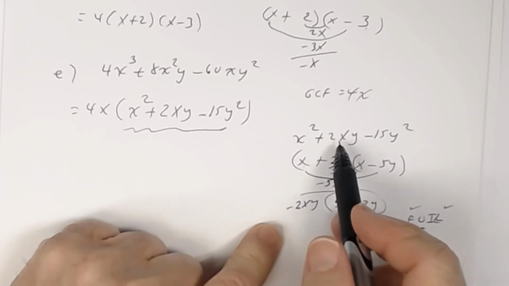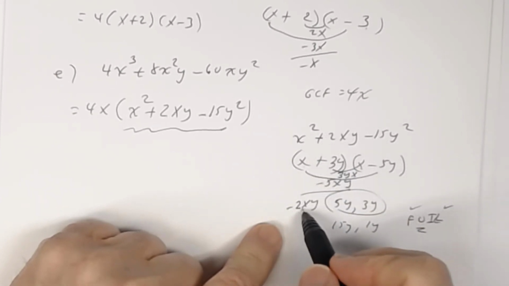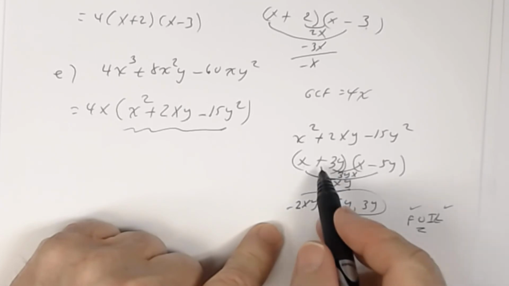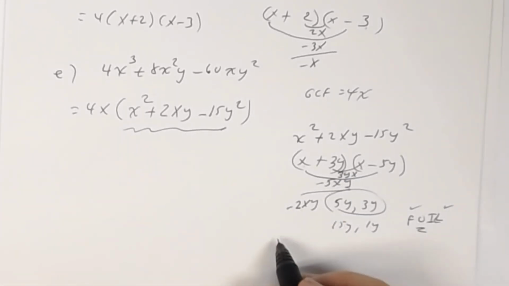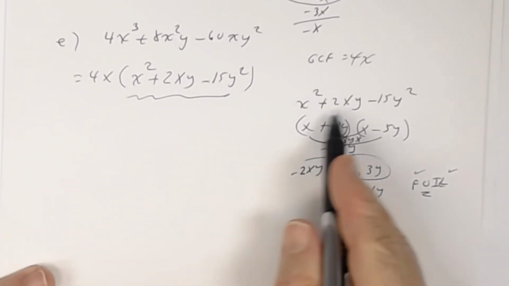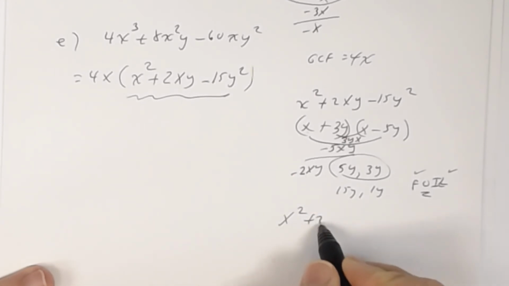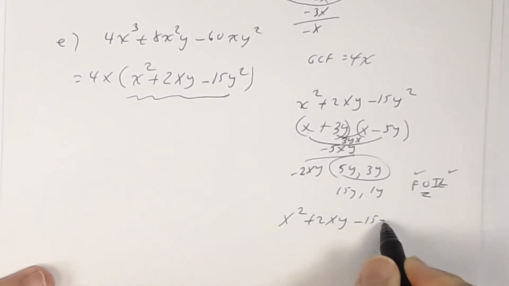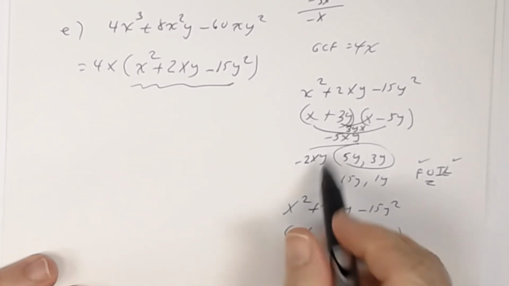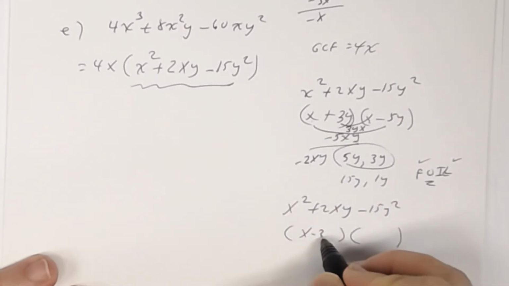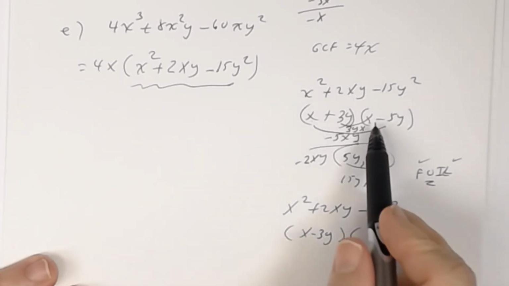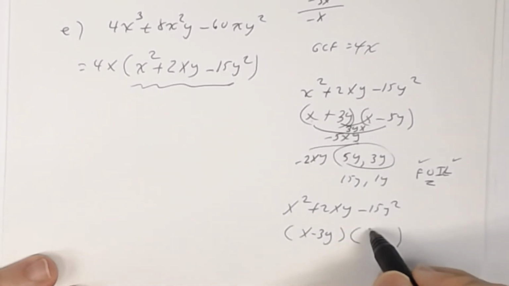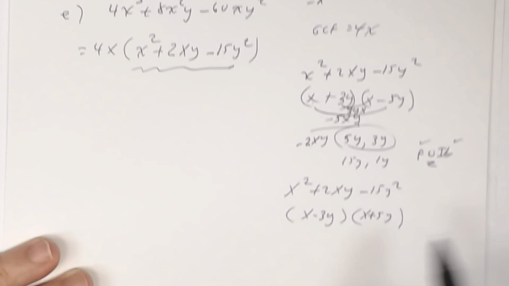Now remember in our discussion earlier, these are just opposites. So that means all I need to do is change the sign. So in other words, this trinomial, x squared plus 2xy minus 15y squared, I can factor that as x. Instead of saying x plus 3y, it will be x minus 3y times. And instead of saying x minus 5y, it will be x plus 5y. And now let's check it.